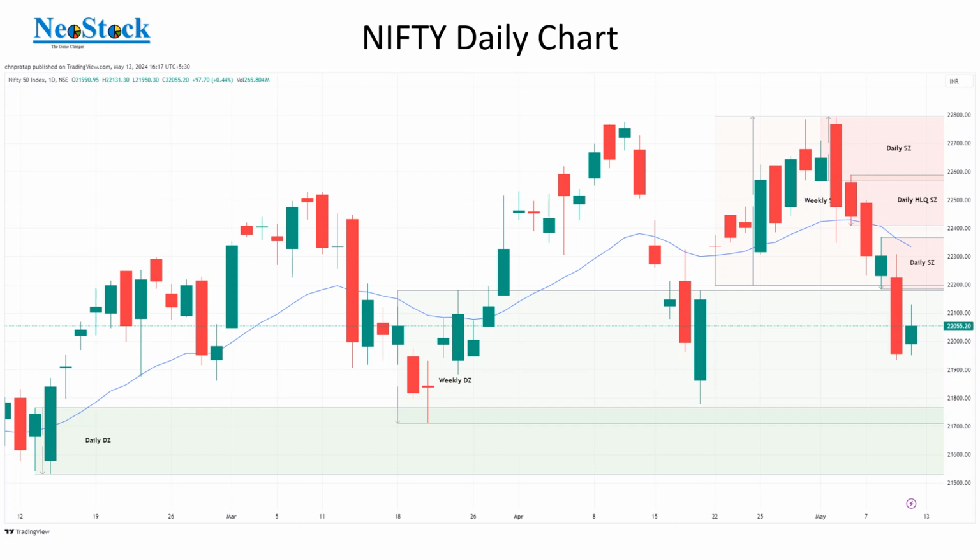And the second point we need to understand is whether this weekly demand zone is going to hold the prices or is it going to be violated? If it is violated, the weekly trend will be changed to sideways. That is even dangerous.